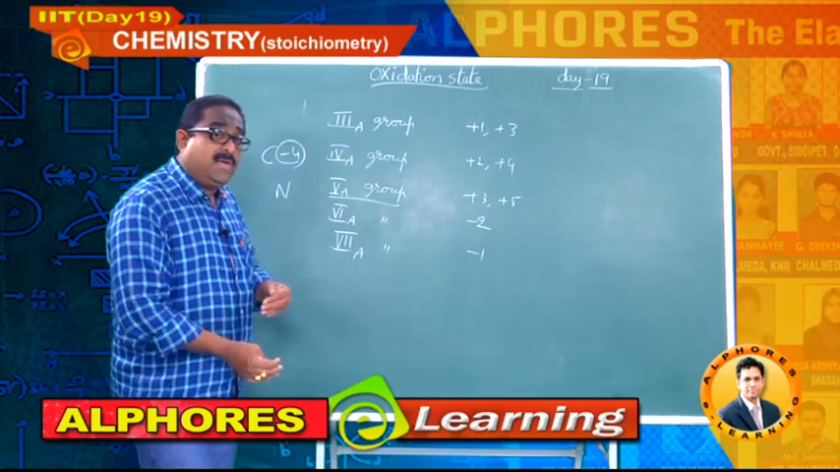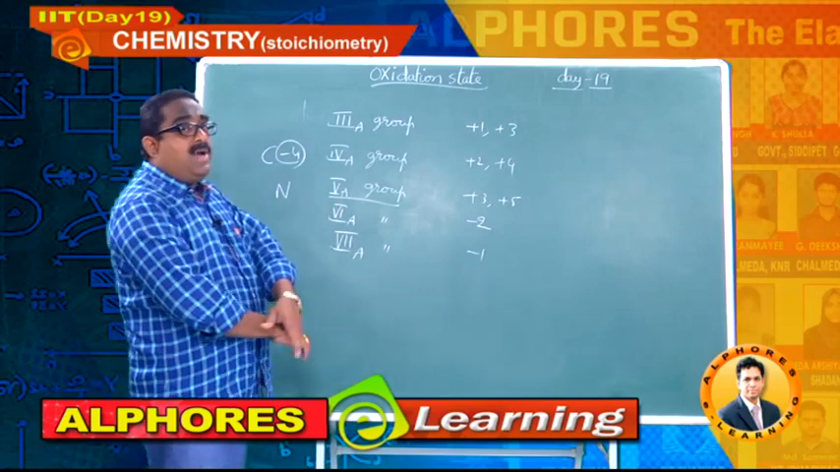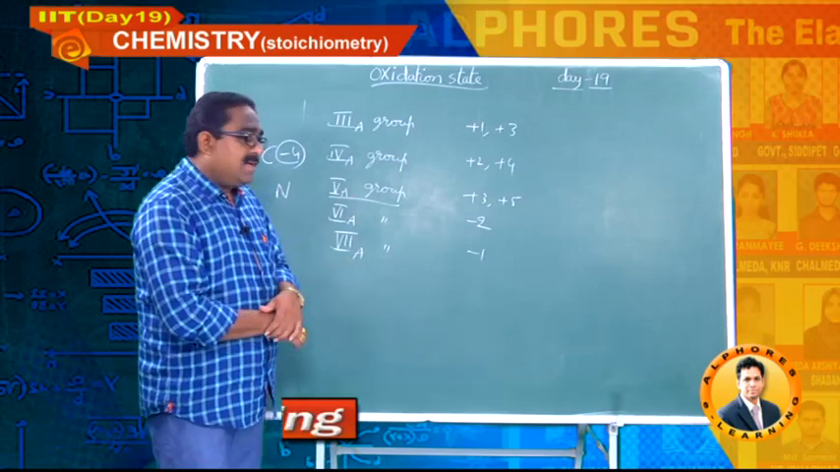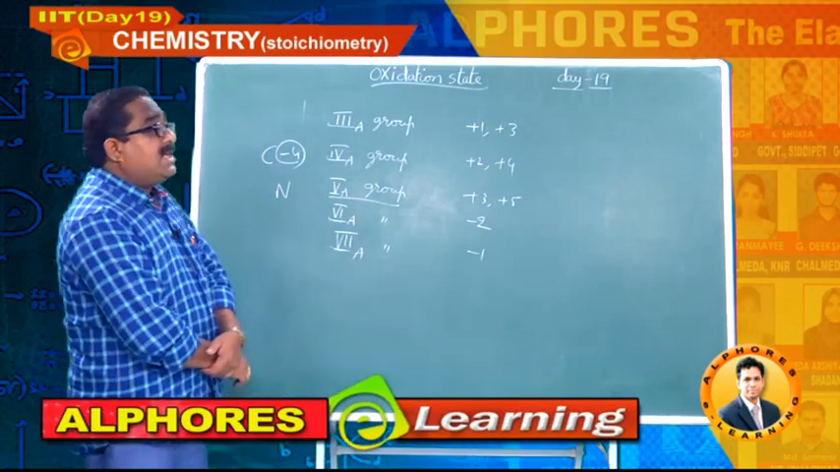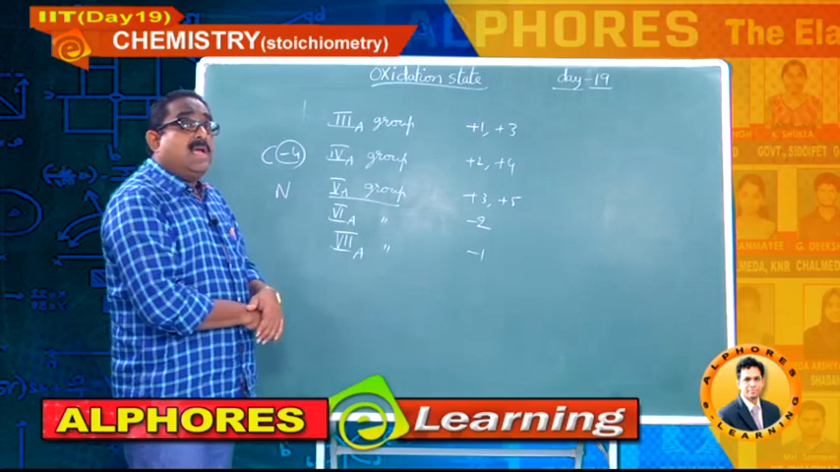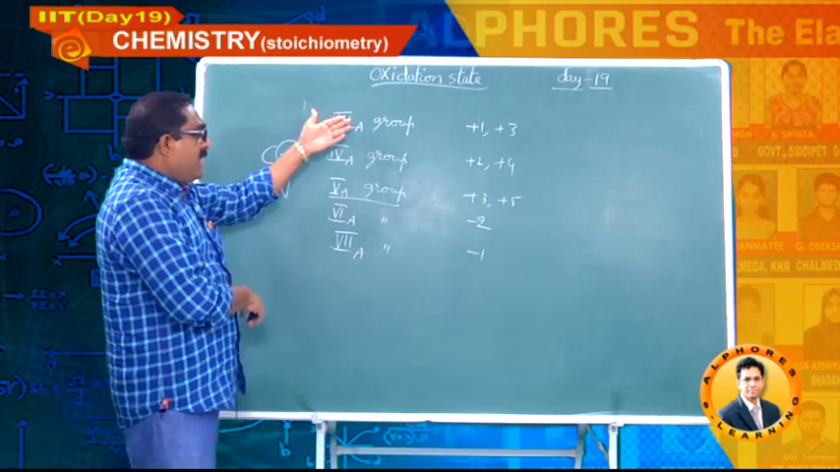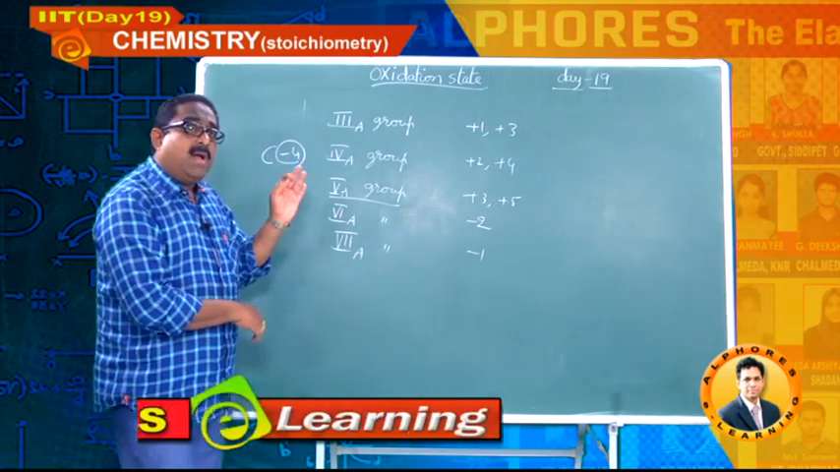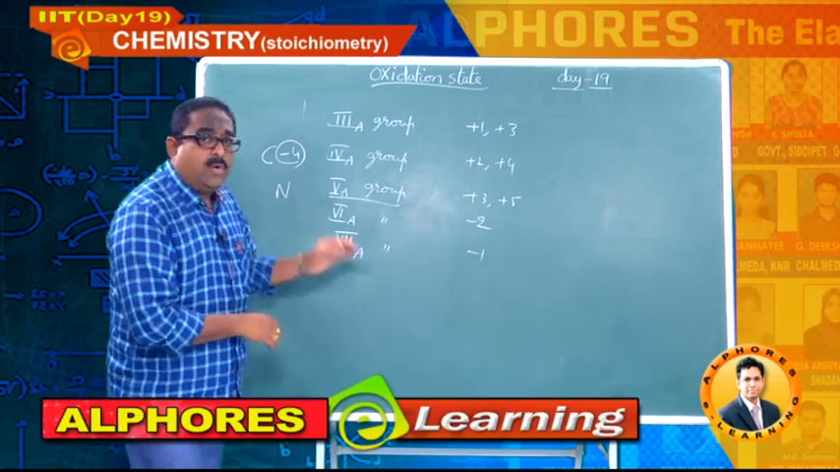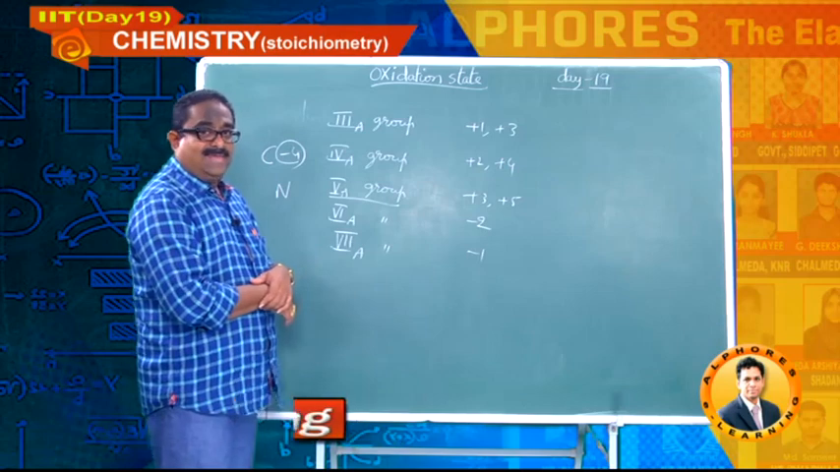So the same element can exhibit more than one type of oxidation state, depending on which compound it is present in and what bonding exists in that compound. Based on that, one can say the oxidation state of an element may or may not be constant. It may vary. The same element can exhibit more than one type of oxidation state. Here I have given the common oxidation states exhibited by the respective elements present in their groups. So please note it down and then I will go for the next rule.